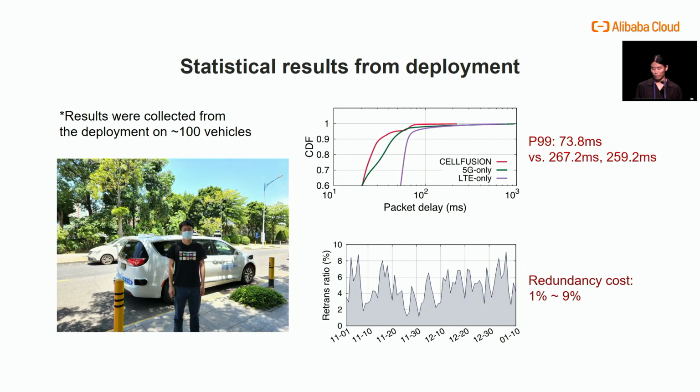From our real-world deployment, we collect packet-level performance metrics to show CellFusion's benefit, since we do not have access to our users' video application. CellFusion significantly mitigated the long-tail effect of latency in cellular networks, and our bandwidth saving scheme achieved an acceptable redundancy cost of about 5%.